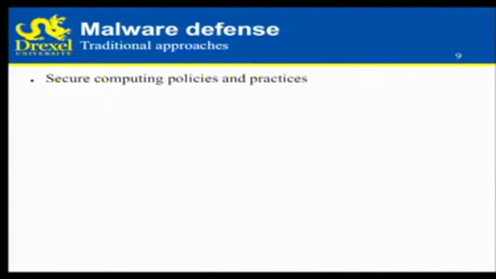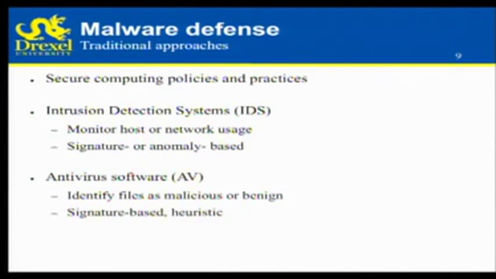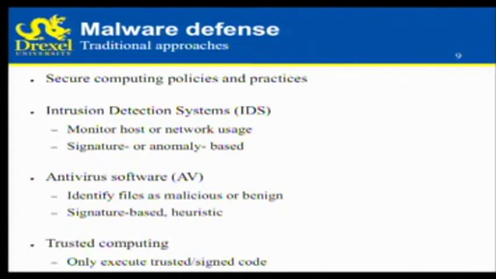So if you look at the traditional defenses for malware, it has to do with having secure policies, having secure programming practices, using network intrusion detection systems, using antivirus programs like the one you have on your machines, and using things like trusted computing where you only allow trusted signed code to execute on your machine. So this is standard technology that everyone uses today, okay?